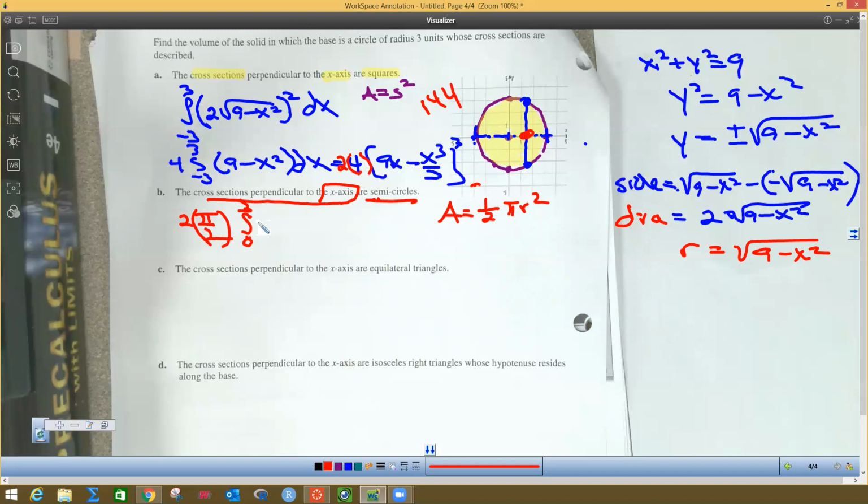And that will save you all kinds of time. So we're going to take our radius, which is a square root of 9 minus x squared, and we're going to square that. And that cancels those out. So in the front, I've got a pi.